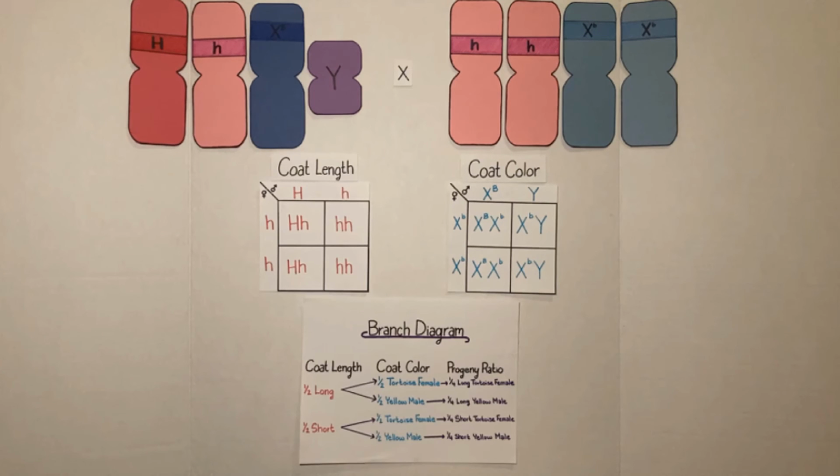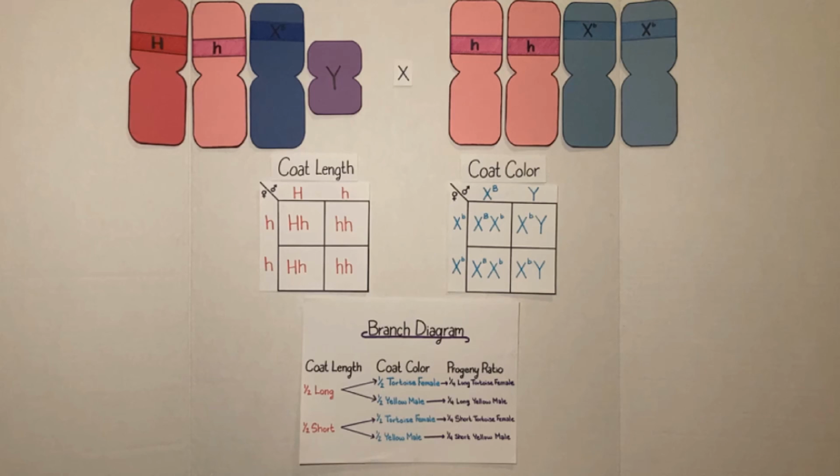Let's complete a branch diagram to find the probability that an offspring could have any combination of the phenotypes. We must list the possible progeny phenotypes for coat length and their probabilities, and then multiply those probabilities by those of the coat color phenotypes. As we can see, a quarter of the progeny will be long-haired tortoiseshell females, a quarter will be long-haired yellow males, another quarter will be short-haired tortoiseshell females, and the final quarter will be short-haired yellow males.